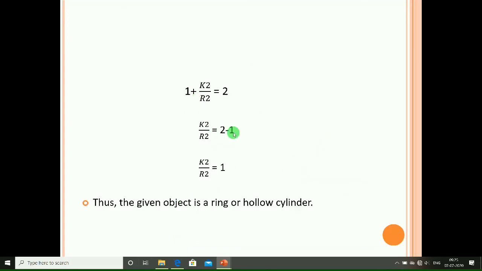Now this 1 you will shift, so k square upon r square equal to 2 minus 1, and that is 1. So if you find this ratio as 1, the object is actually a ring or hollow cylinder, because seeing the value of the square of the radius of gyration divided by the square of the radius of the object, we can decide the shape of the object. So if this value is 1, that means the given object is a ring or hollow cylinder. So this is your final answer.